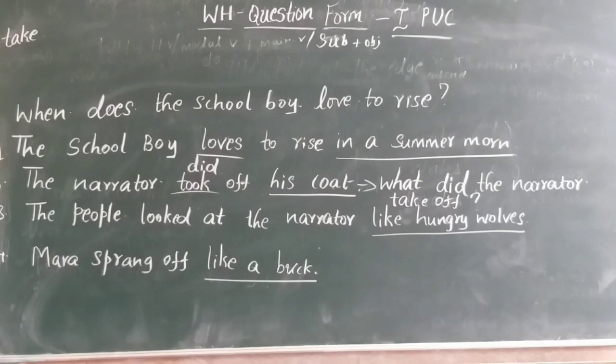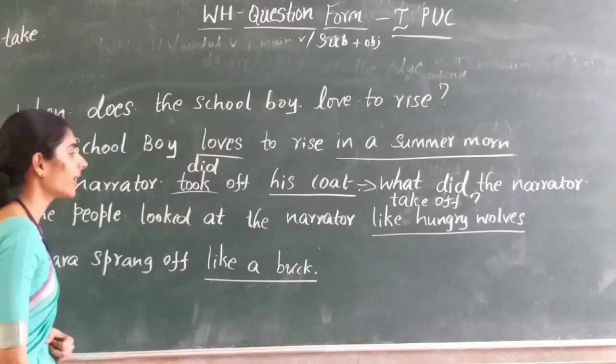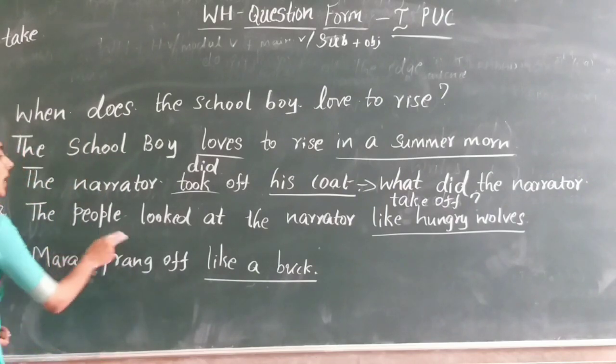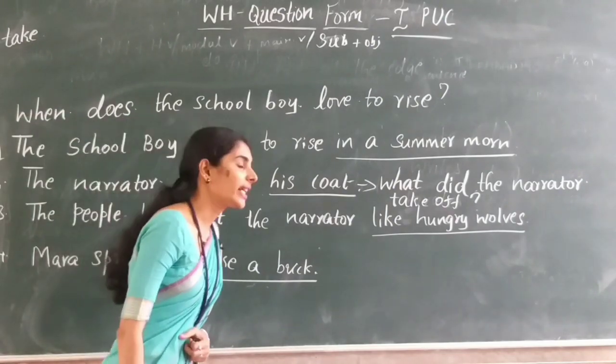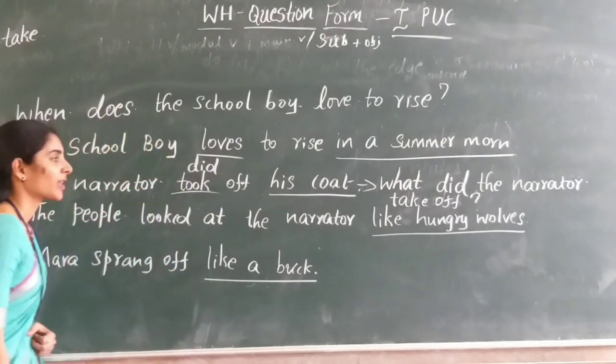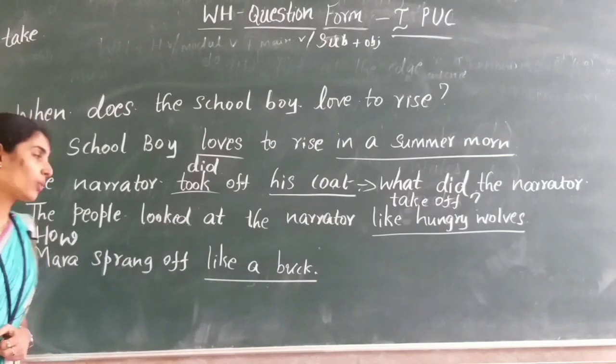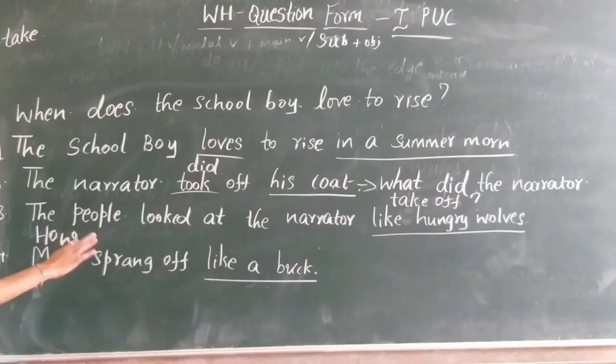Look at the next sentence. The people looked at the narrator like hungry wolves. So now, which is the right WH word for that? Manner. This is talking about manner. So when we talk about manner, then there should be how. We wrote the WH word here. Now, what is next? Helping verb. As I said, there is no helping verb. So just look at the main verb.